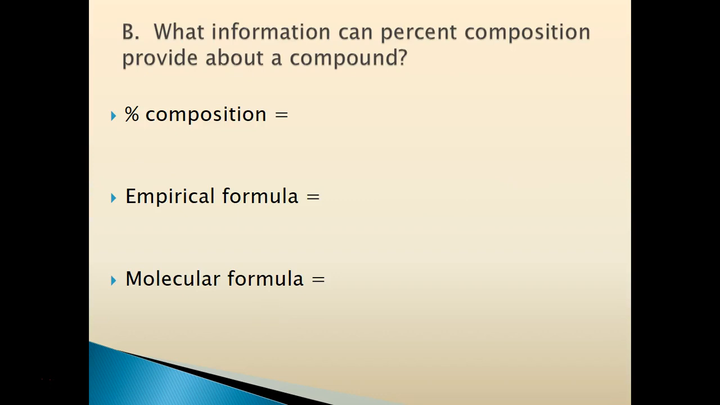All right, so percent composition. The percent composition of any compound is the percent by mass of each element in the compound. And it can be represented mathematically like this: the mass of the element times 100 divided by the mass of the compound. Part over the whole times 100.